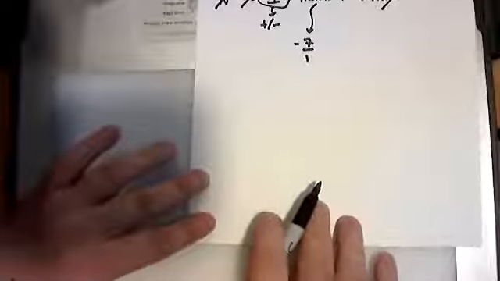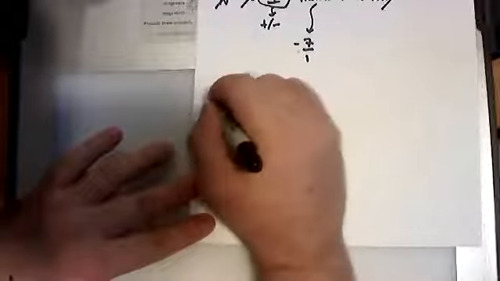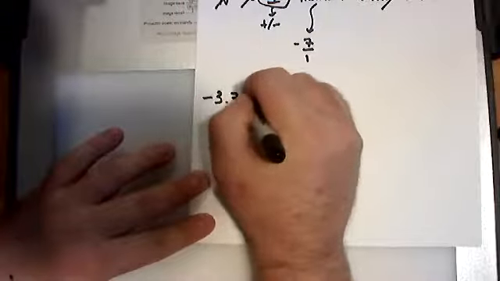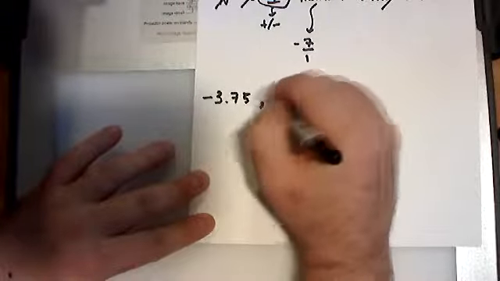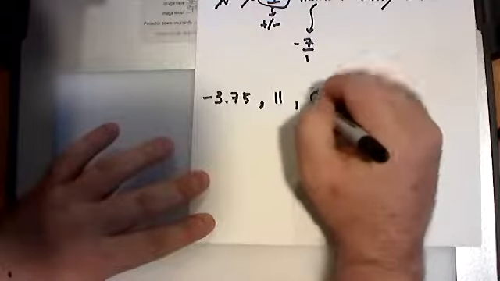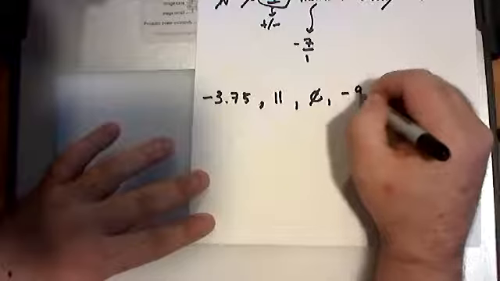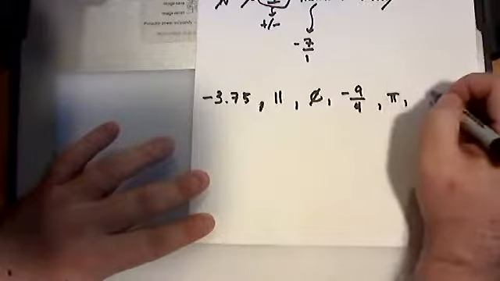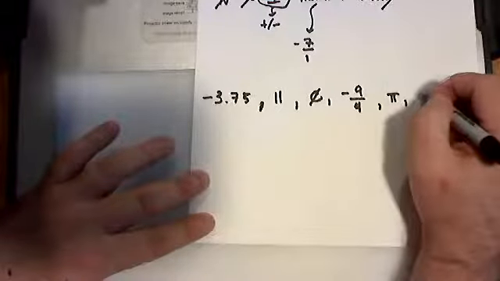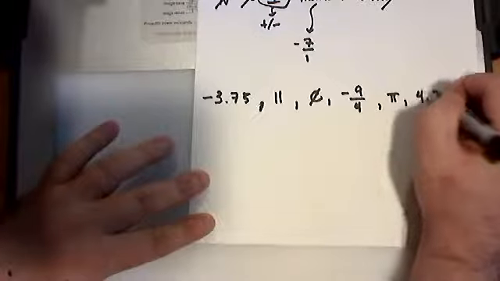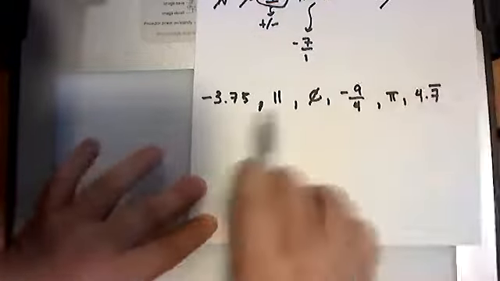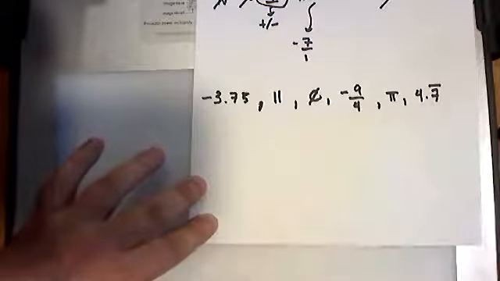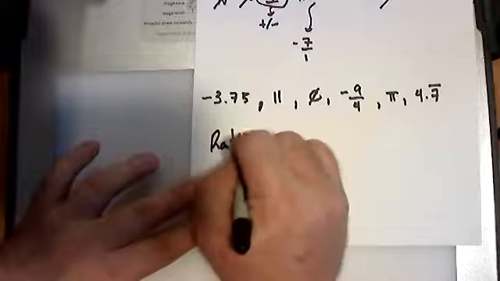Let me show you one more and give you an idea. Let's say I gave you, and again, a lot of this is going to focus on rational because that's where the issues are. Let's say I gave you a list of numbers here. Let's say -3.75. And then we'll say 11, and then 0, and then we'll say -9/4, pi, and then let's do one more. Let's say positive. We'll do positive this time. 4.7 repeating. All right. So you got 1, 2, 3, 4, 5, 6 different numbers. All right. And the question is, which ones are rational?